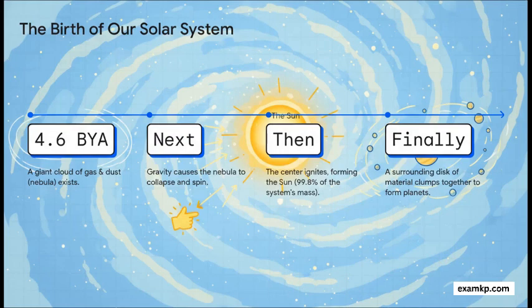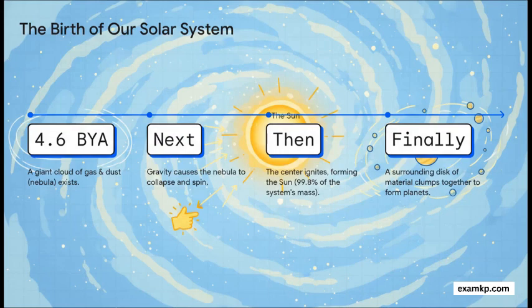And here's an amazing fact for you. The sun is so huge, it contains 99.8% of all the mass in the entire solar system. Everything else, Earth, Jupiter, all of it, is just the leftover crumbs.